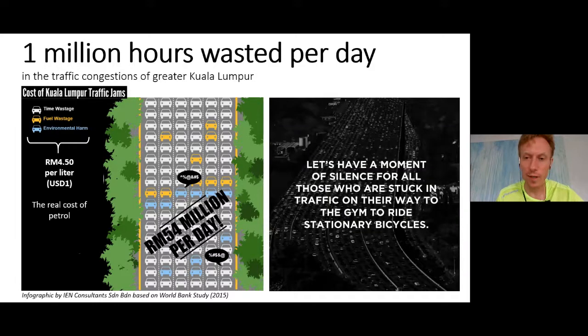And where are all these people going? Well, crazily enough, some of them are actually on the way to the gym to sit and ride a stationary bike. So wouldn't it be great if we could just put in some bicycle infrastructure and people could just commute by bicycle, and then we could have less congestion and you could save your money on your gym membership.